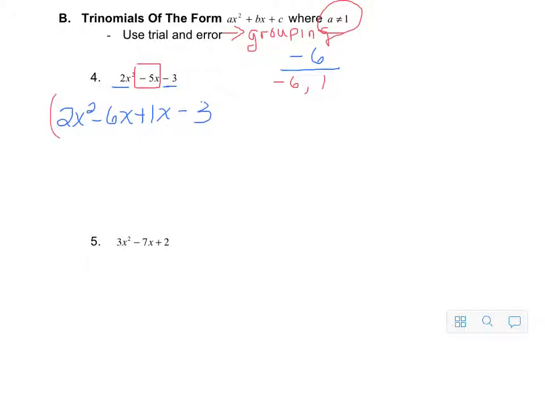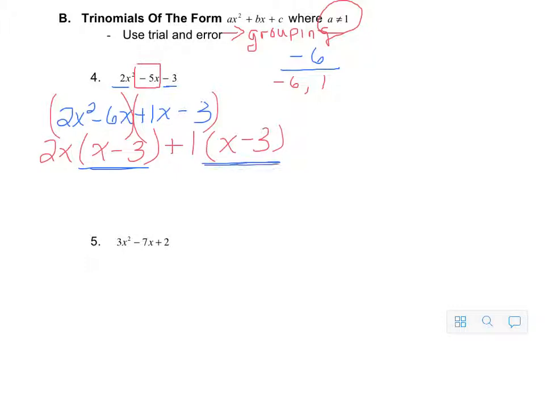So I'm going to group the first 2 terms and the last 2 terms. I'm going to GCF each binomial. All right, in the first 2 terms, I can GCF a 2 and an x and get x minus 3. The last 2 terms, the only thing I can GCF is a +1 and get x minus 3. Now, to know you did grouping correctly, you should have a factor that is the same for both sets. And we do, it's x minus 3.